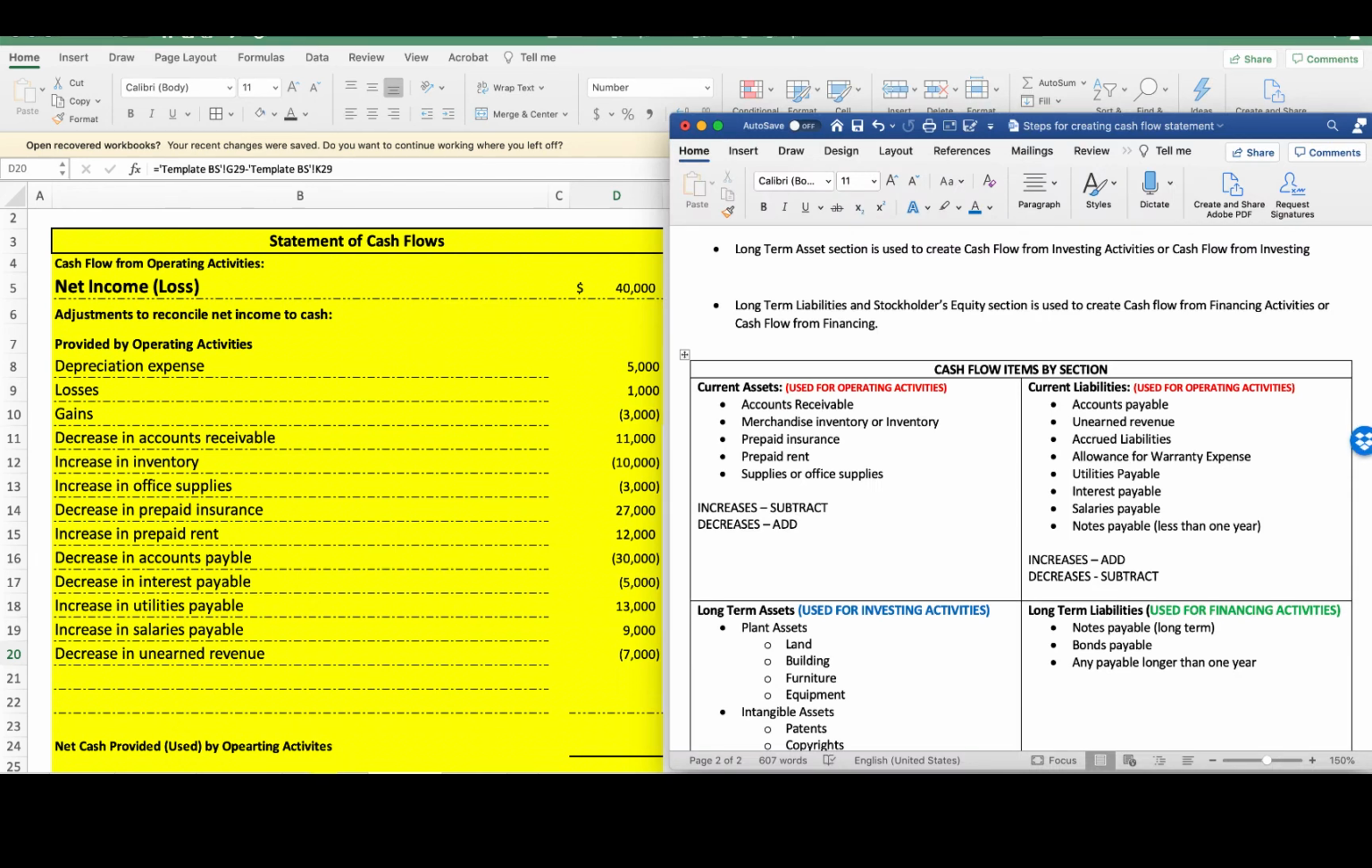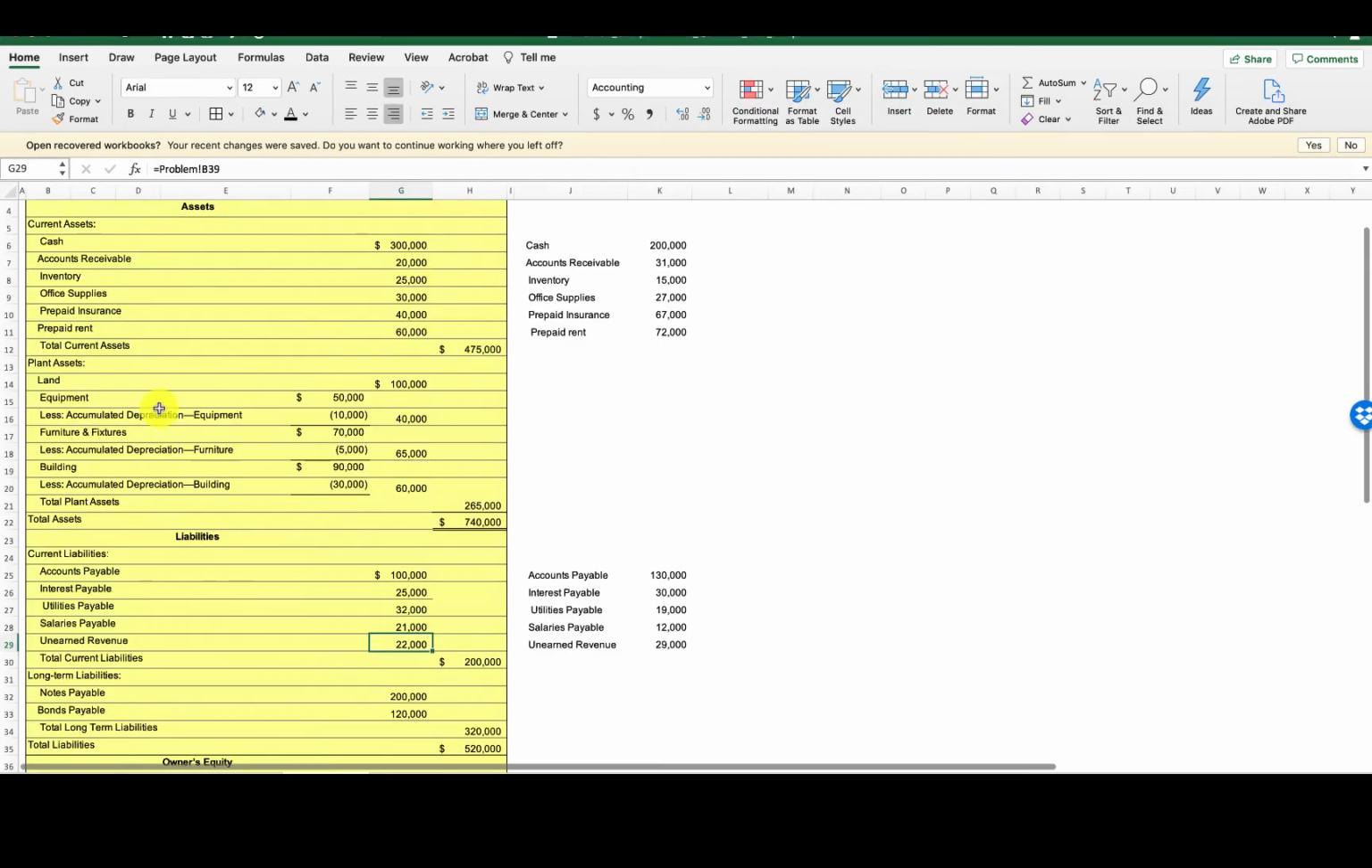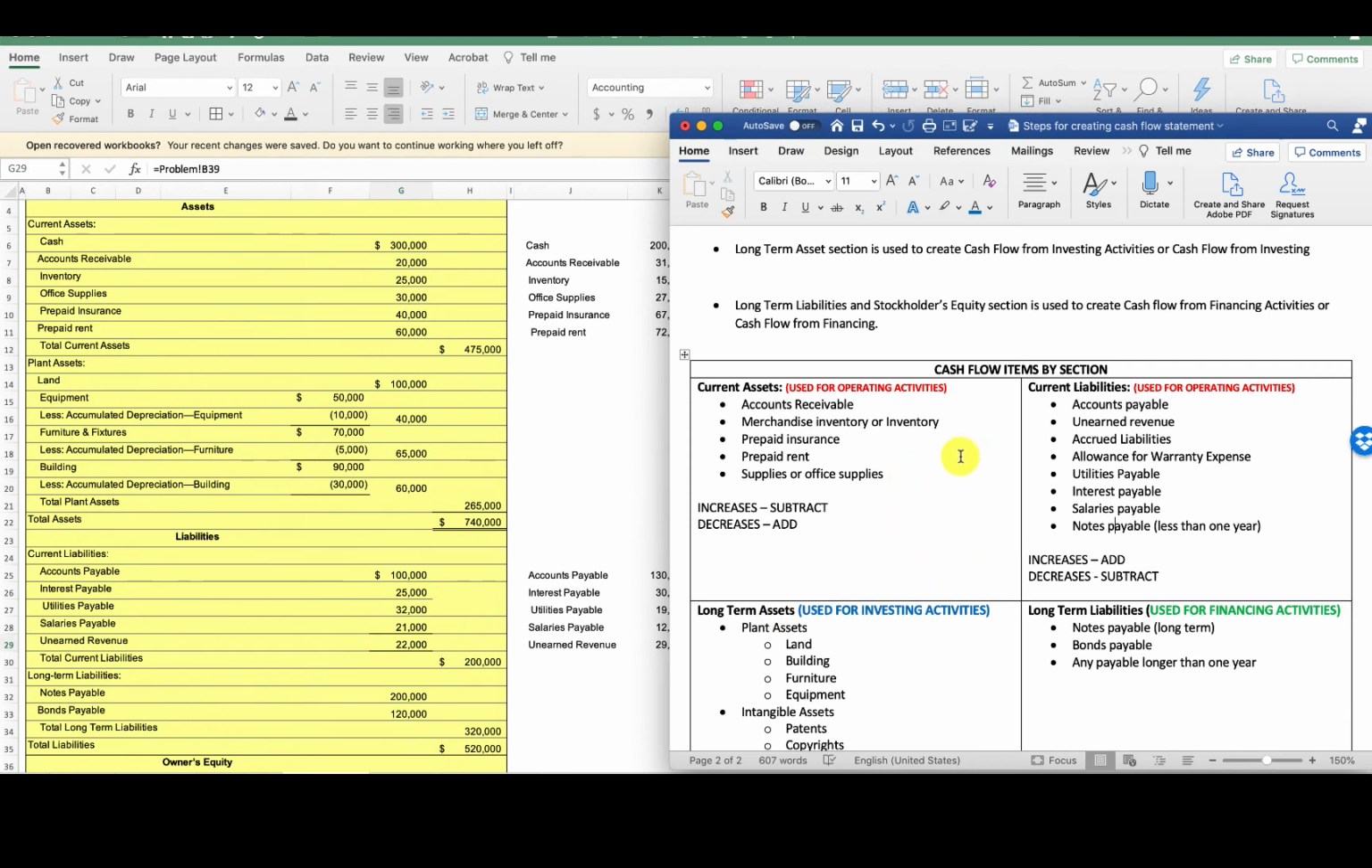So what you have to do is go to the balance sheet. You're going to do that exercise for all the current assets except cash, for all the current liabilities, not the long term, just the current ones. And you're going to follow the rule. If there's an increase in a current asset, you subtract. If there's a decrease, you add. If there's an increase in a current liability, you add. If there's a decrease, you subtract. And you follow that rule.